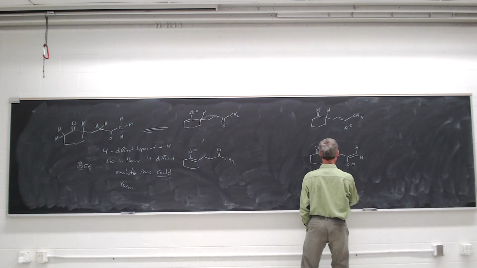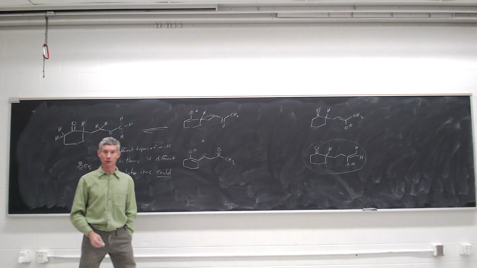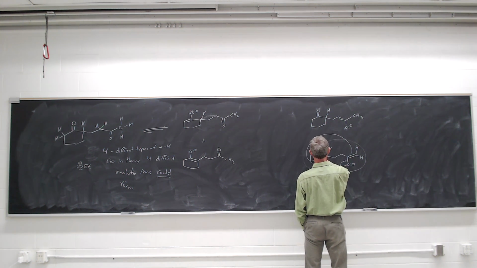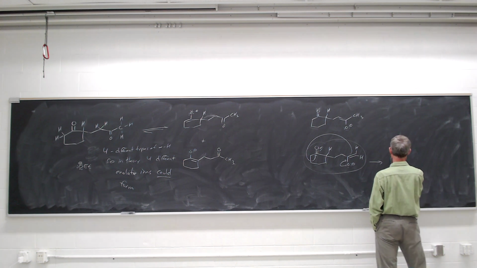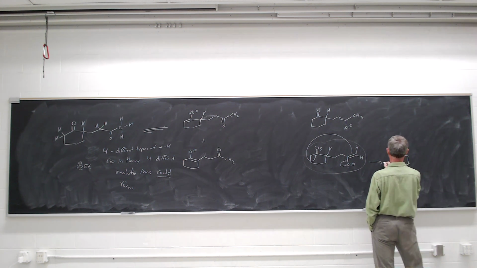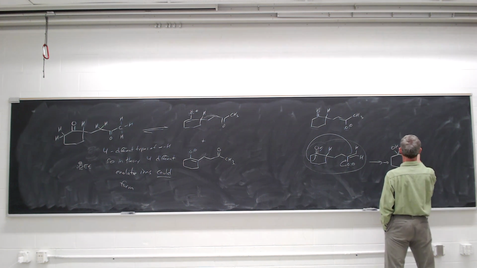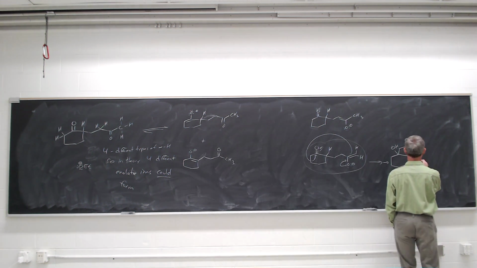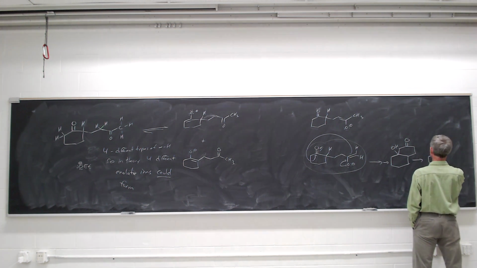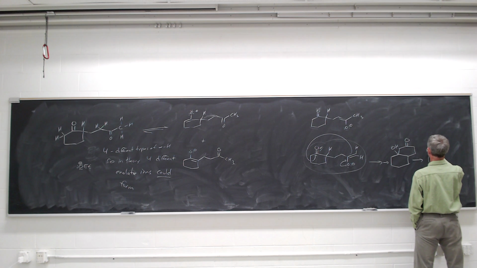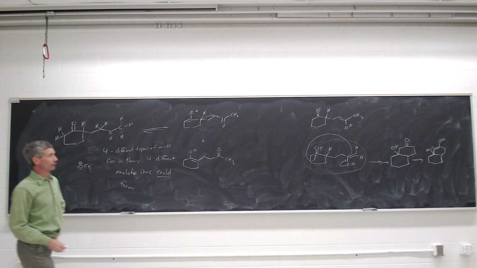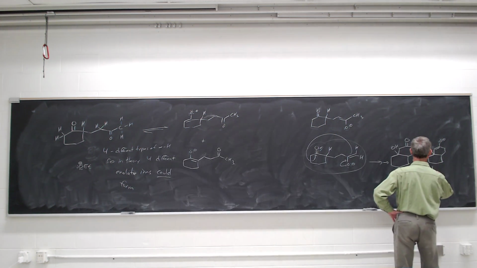This bottom one was the one that led to the product through addition to form a beta hydroxycarbonyl compound that looks like that, followed by a nice stable 6-membered ring. That's the product we isolate.